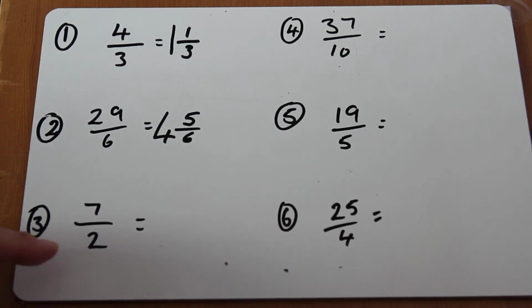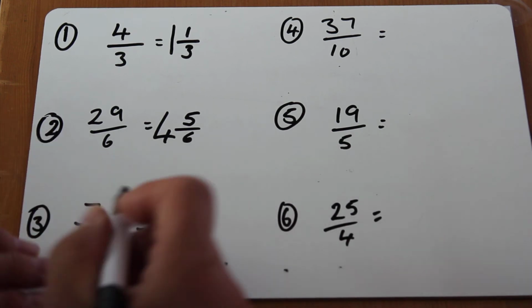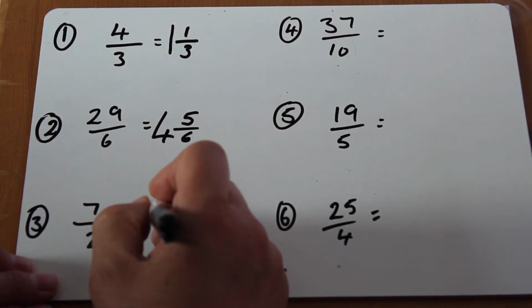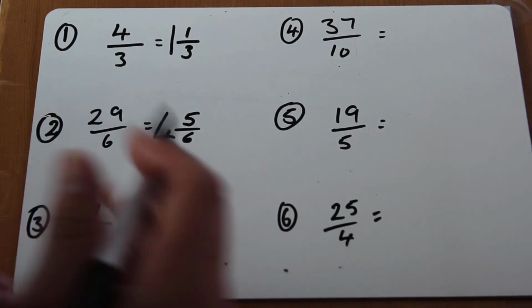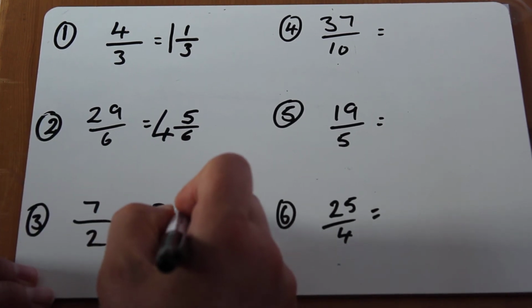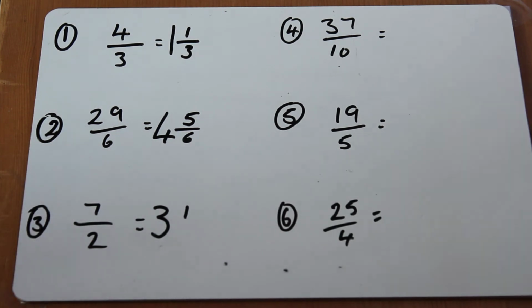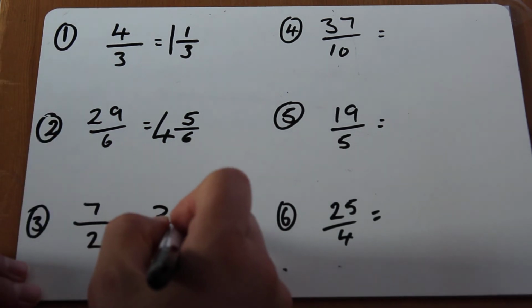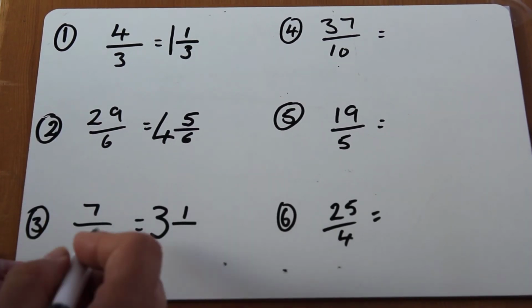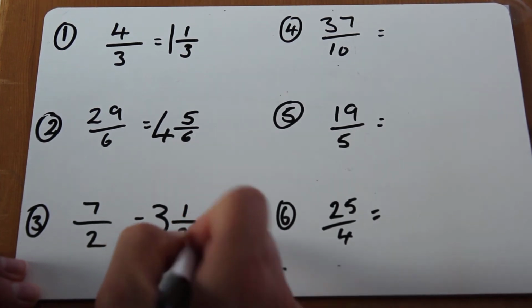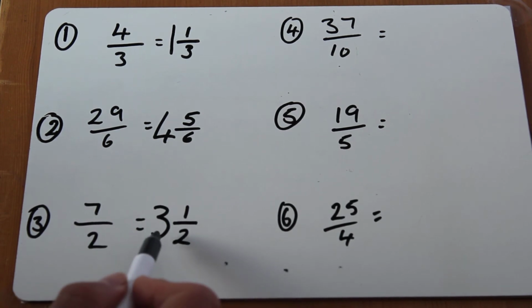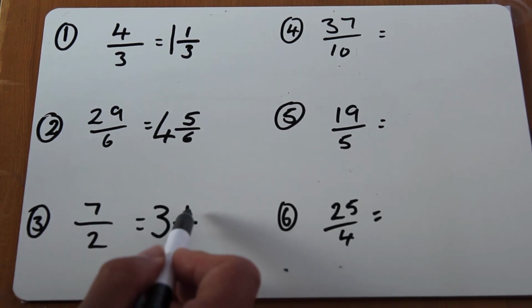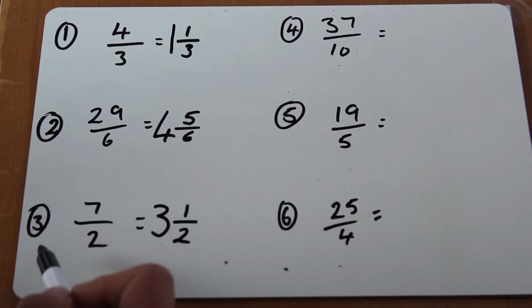When I look at this one here, the same idea again. Divide 2 into 7, that goes 3 times. 3 2s are 6. There's a remainder of 1, because it takes me 1 to get from 6 up to 7. And then my denominator stays the same. So 7 divided by 2 is 3. There's a remainder of 1, and my denominator stays the same.